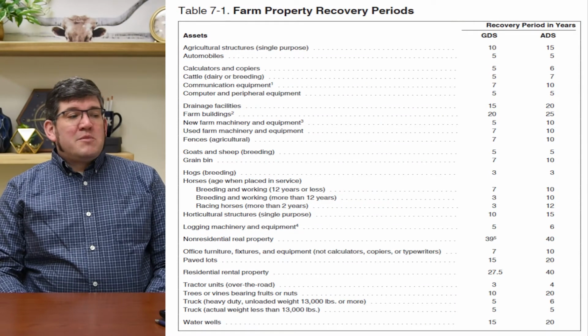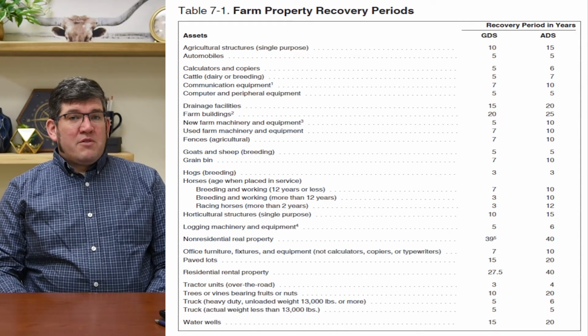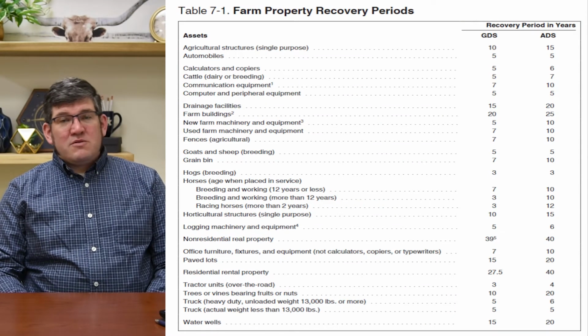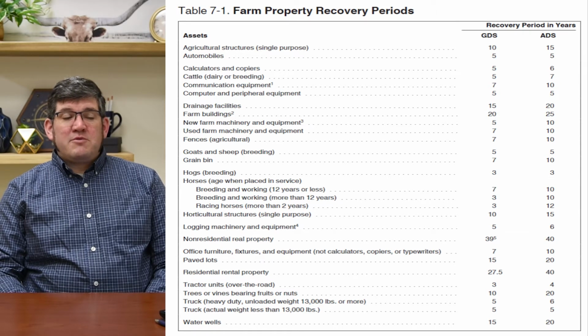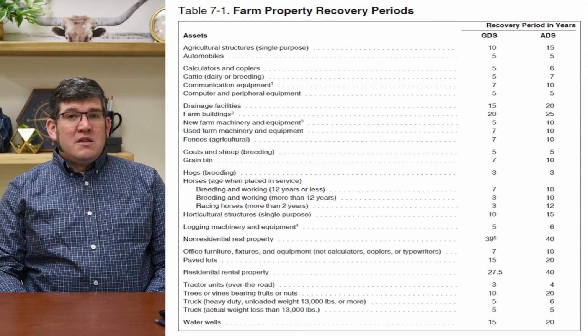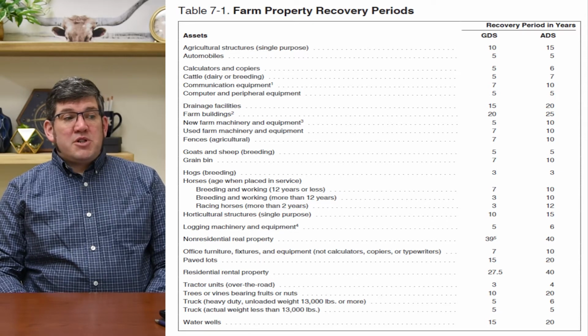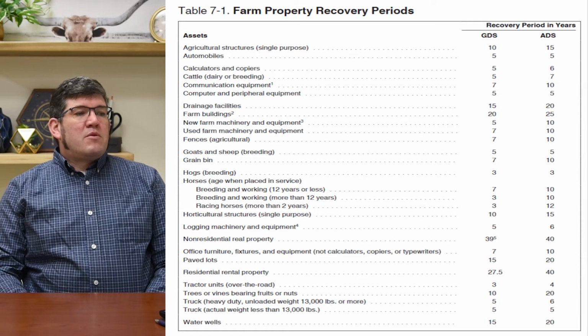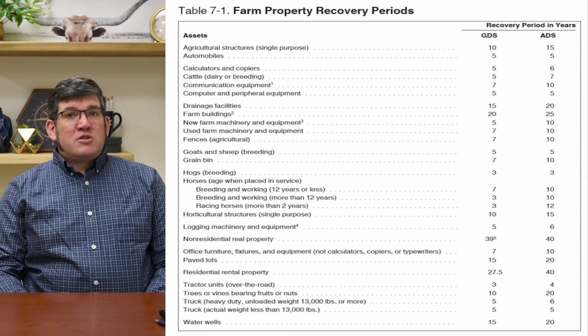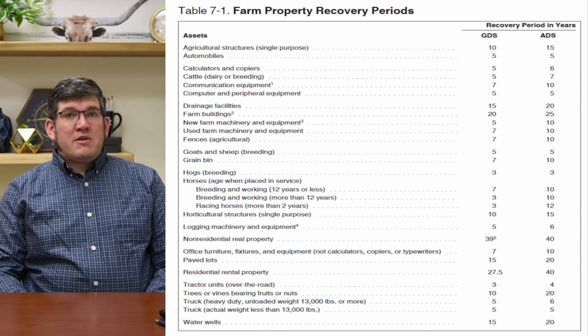As you can see, Table 7.1 here, Farm Property Recovery Periods, was taken directly out of IRS Publication 225, which is known as the Farmer's Tax Guide. This was from the 2021 version, and it gives us two different types of depreciation systems. But right now, just look at the two columns that show the recovery period in years.